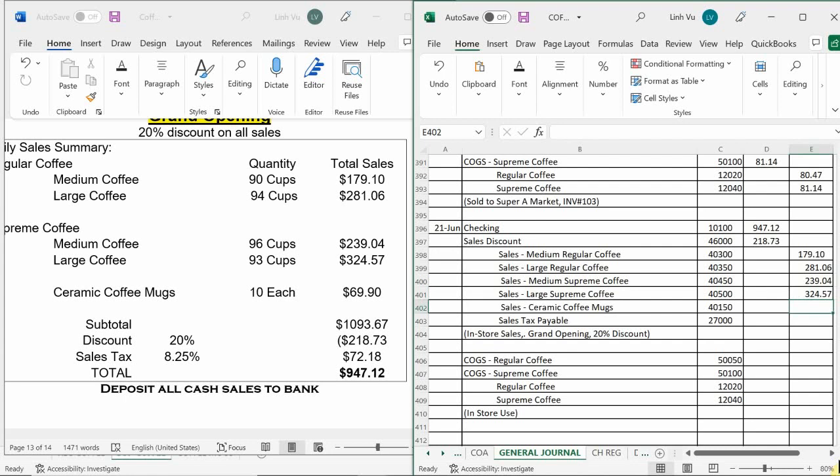And how much tax did I charge? We charged tax 8.25%, which is 72.18. Okay, I'm going to go ahead. I'm missing one more, which is the ceramic coffee mugs. How much did I sell those for?